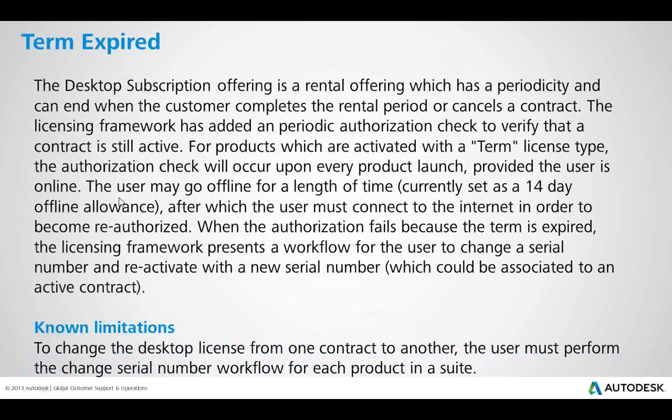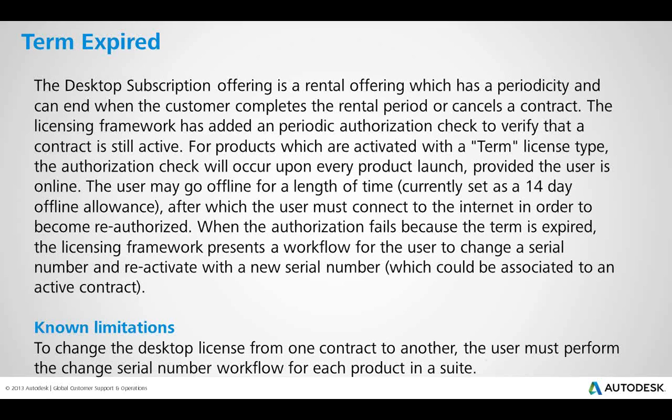Term expired. Desktop subscription is offering a rental which has a periodicity and can end when the customer's complete rental period ends or cancels a contract. The licensing framework has added a periodic authorization check to verify that a contract is still active. For products which are activated with a term license type, the authorization check will occur upon every product launch, provided the user is online. The user may go offline for a length of time currently set as 14 days, the offline allowance, after which the user must connect to the internet in order to become reauthorized.